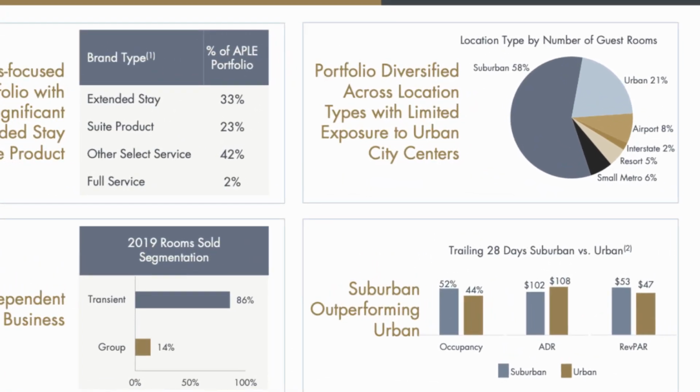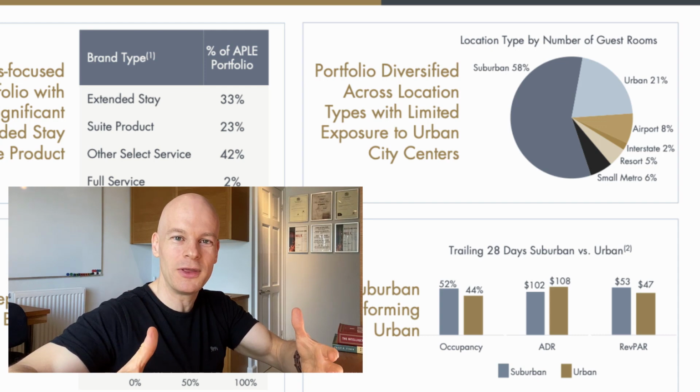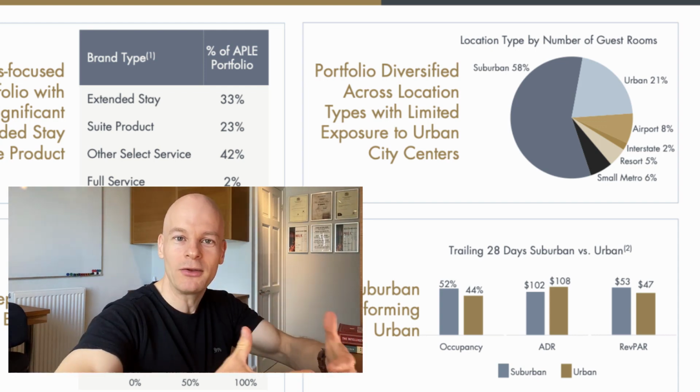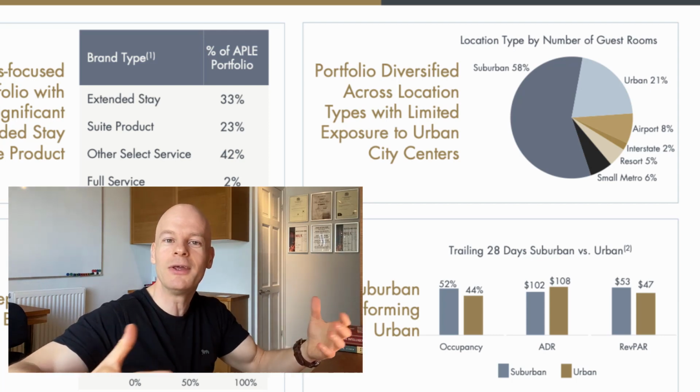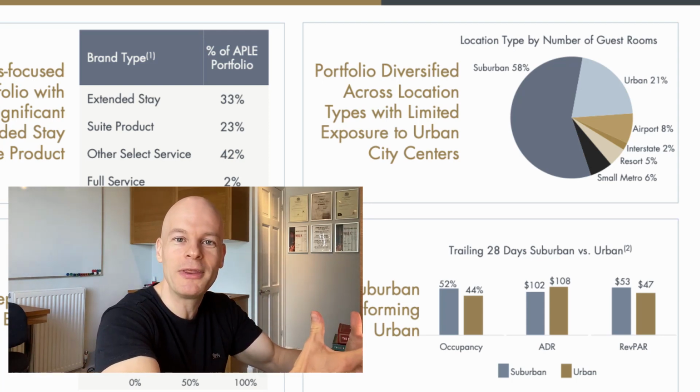And you can see it's 58% suburban, 21% urban, 8% airport, 2% interstate, 5% resort, which is like your holiday type thing, and 6% small metro. So it's not dependent so much on the tourism side of things as you would expect, or as I expected before looking at this REIT. When I thought hotels, I thought holidays, but actually that doesn't seem to be the case for this company.